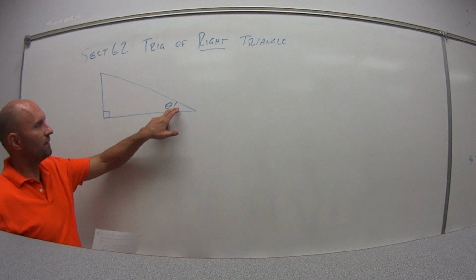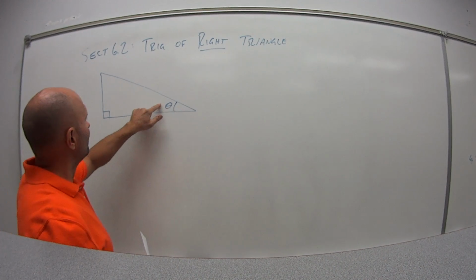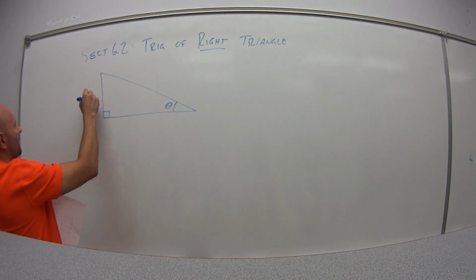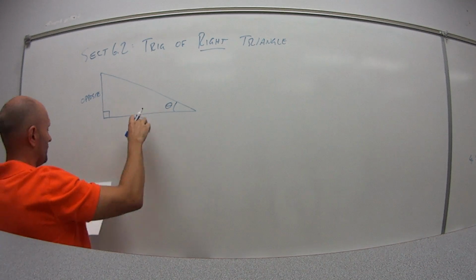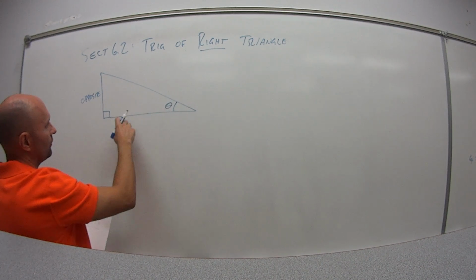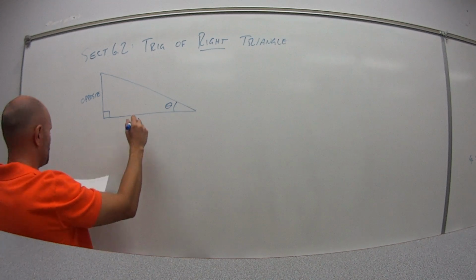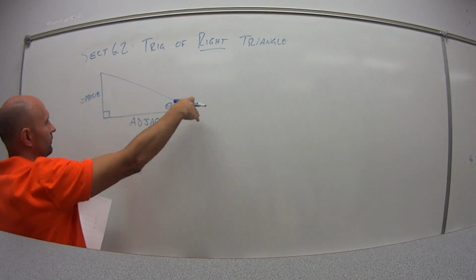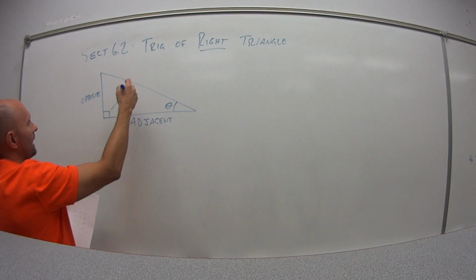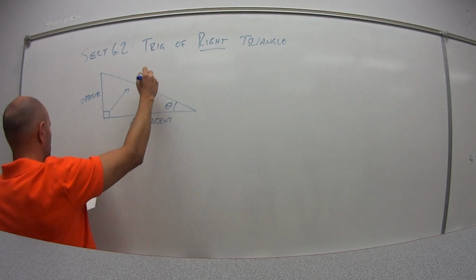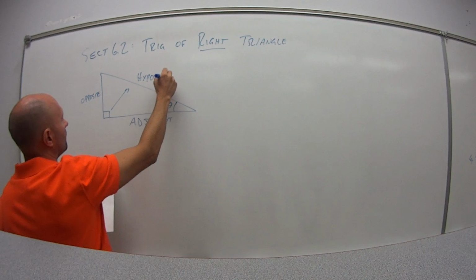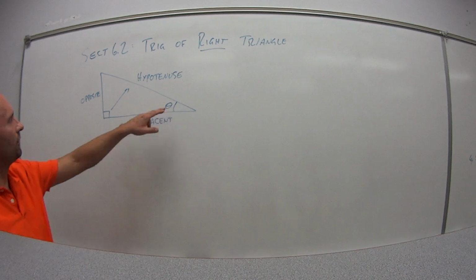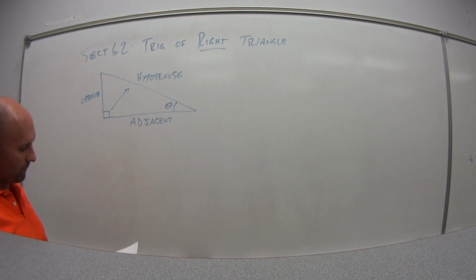If we designate this angle here as our angle theta, the side opposite this theta is just known as the opposite side. The side connected to this angle is known as the adjacent side. And the long leg of this triangle, which is opposite the 90-degree angle, is known as the hypotenuse. So with this theta, we have the opposite, the adjacent, and the hypotenuse.